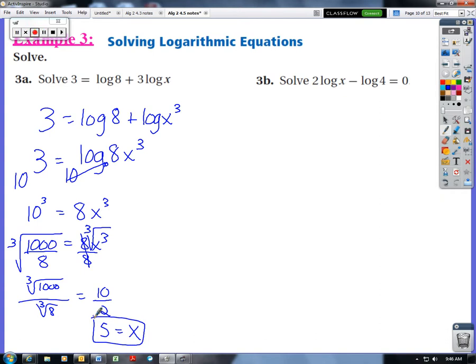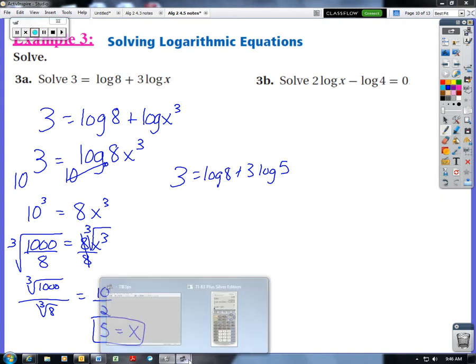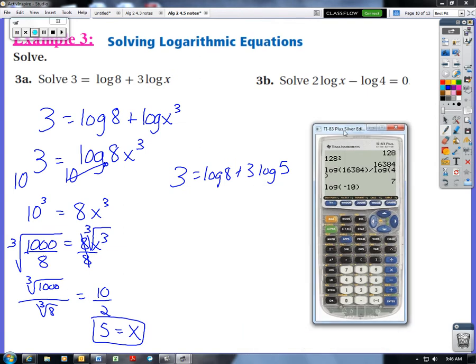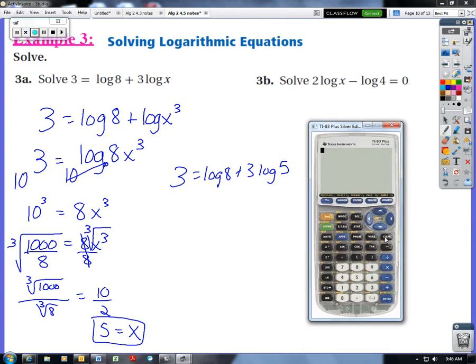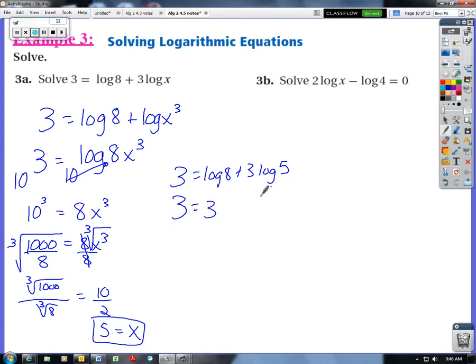Let's check that. So 3 equals log 8 plus 3 log 5. You can just type that all in your calculator. In fact, let's just do that. Why not? We'll type the stuff in on the right, so clear all that out. Log 8, parenthesis, plus 3 log 5. 3. You could have also checked it by simplifying it by hand, but I thought, why not? We'll go with the quick route. Great.